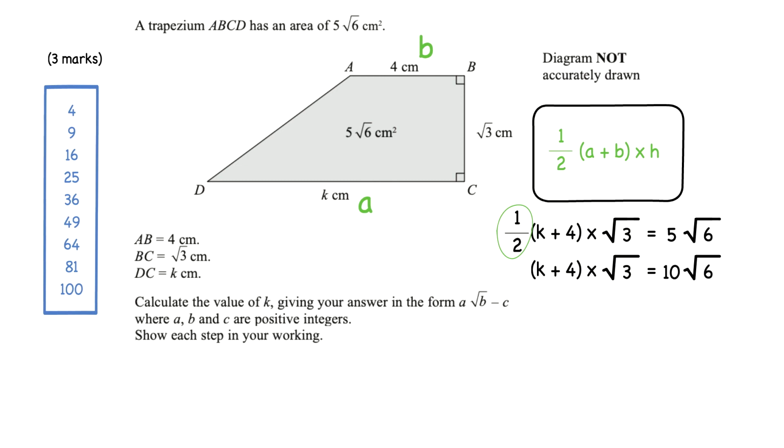I can then simplify this further by moving the root 3 onto the other side. Remember that we can move anything in an equation to the other side of the equals as long as we do the opposite to what it was doing before. So instead of timesing the left side by a root 3, we're going to divide the right hand side by a root 3.